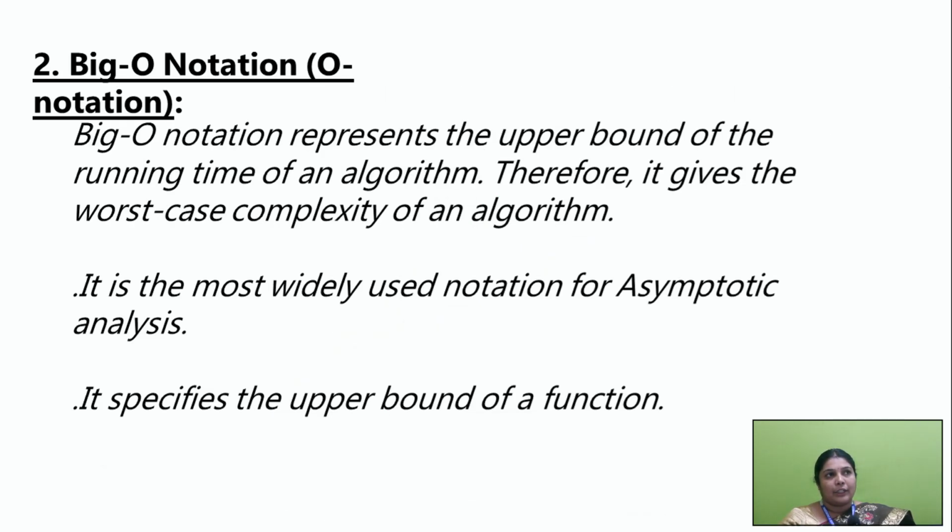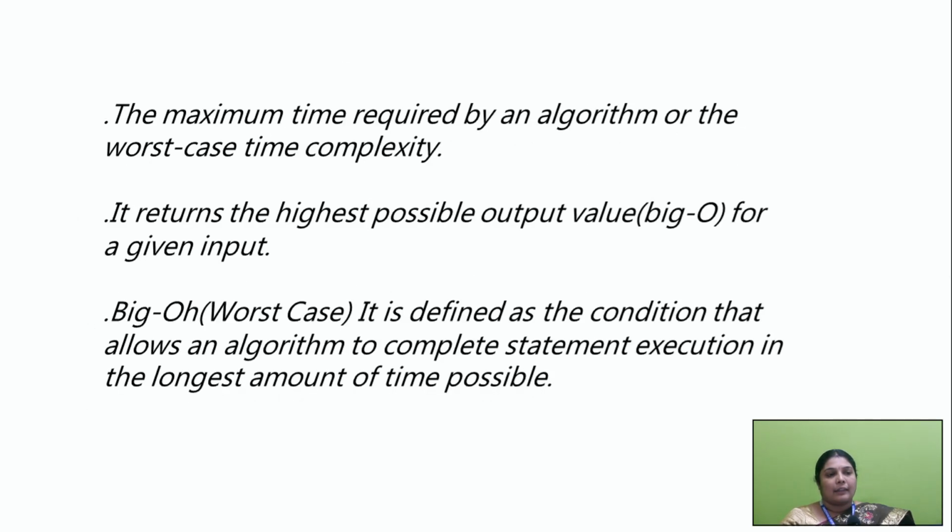Next, big O notation. Big O notation fully depends upon the worst case, that is, the upper bound of the running time of the algorithm. Therefore it gives the worst case complexity of an algorithm. It is the most widely used notation in asymptotic notations. It specifies the upper bound of a function. It gives the maximum time required by an algorithm, or the worst case complexity. It returns the highest possible output value of big O for a given input.